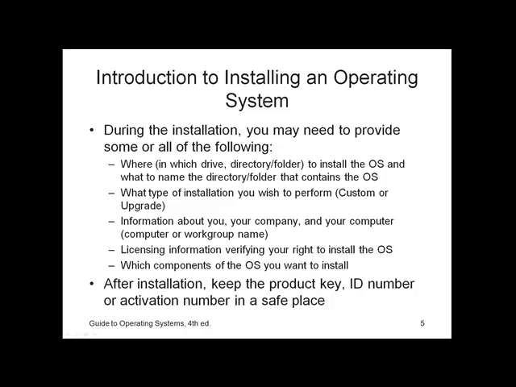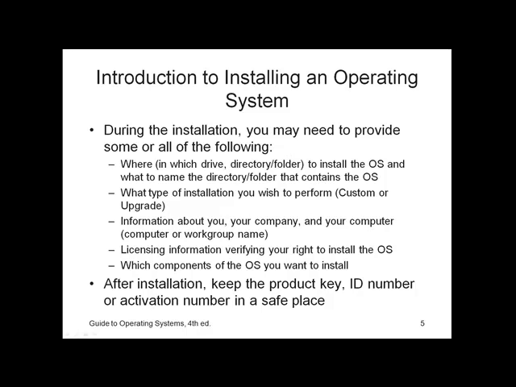Now we'll talk a little bit more in detail with each operating system about specific installation options and issues. But there are some basic things regarding any installation process that are pretty generic. For instance, there are some items for which you will need to provide some or all of the following information when you do an install. For instance, where, such as in what drive, directory, or folder you wish to install the operating system, and what to name that directory or folder that contains the operating system.